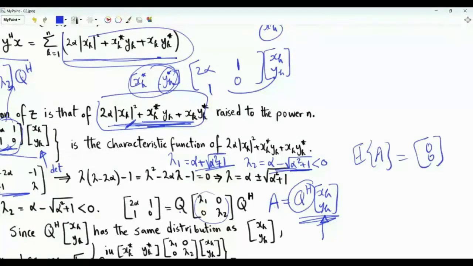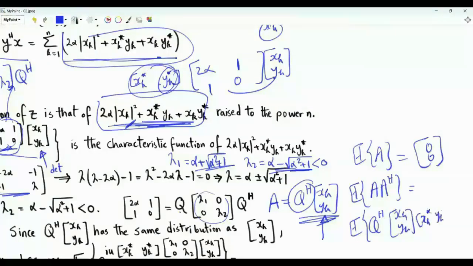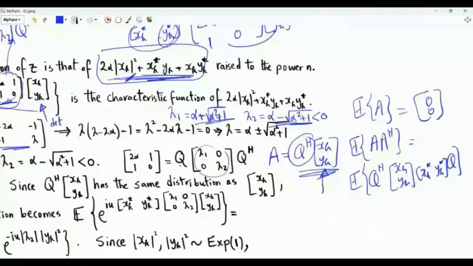And what is the covariance matrix of A? So expectation of A times A Hermitian. This is the expectation of Q Hermitian, and then we have xk, yk, xk conjugate, yk conjugate, and then Q. Q is deterministic. We can take it outside the expectation. So we have Q Hermitian, and then we have the covariance matrix of this two-dimensional vector.